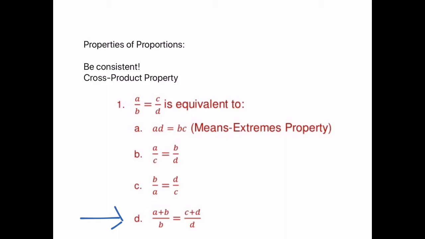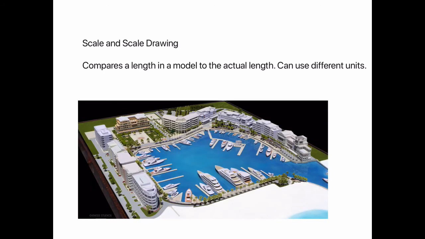All right, our last vocab is a scale drawing or a scale, which compares a length in a model to the actual length, and it can use different units. You might have 1 inch is the same as 100 miles or whatever like that. Here's an architectural scale model. So they have brought everything down to scale. So it's the same size as it would be if it was real. It's just in a much smaller version so that you can see the overall picture.